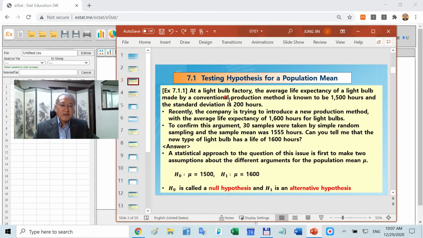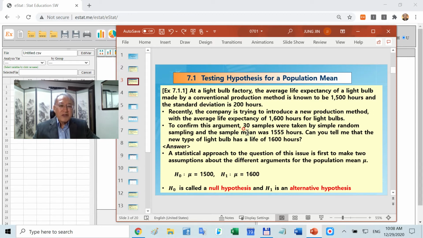Let's consider this example. At the light bulb factory, the average life expectancy of a light bulb is known to be 1500 hours, and the standard deviation is assumed to be 200 hours. Recently, the company is trying to introduce a new production method. They claim that the average life expectancy is 1600. In this situation, we have two types of hypotheses. The new method is the same as the existing average, 1500 hours, or it is more than that, 1600 hours. How can you confirm that?